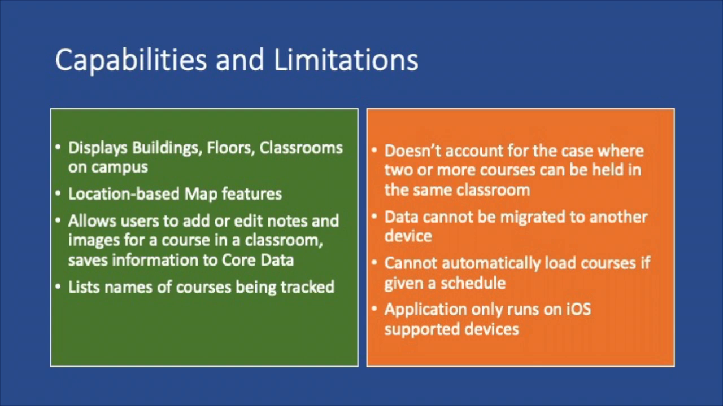To summarize, the app displays all buildings, floors, and classrooms on campus. It has location-based map features that show a building and a user's location. It allows users to add a course and edit information for that course, which is then stored in core data. It also lists the names of the courses that are being tracked for the user.